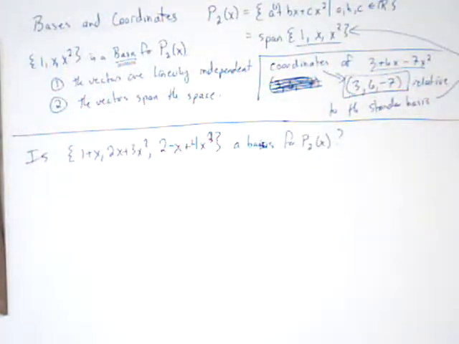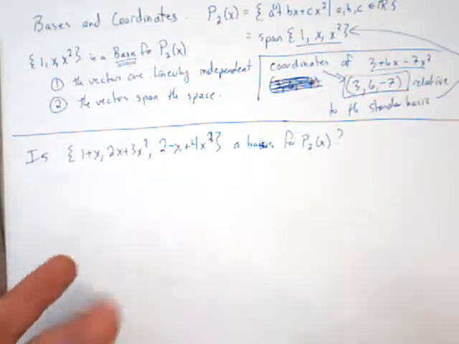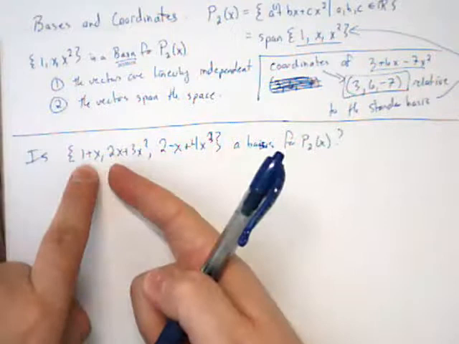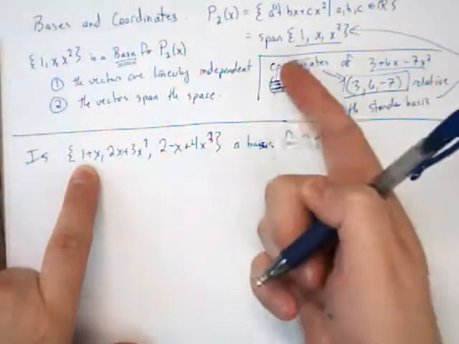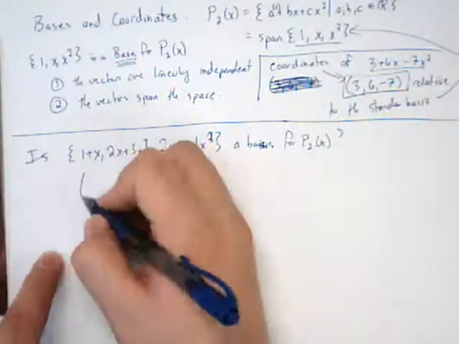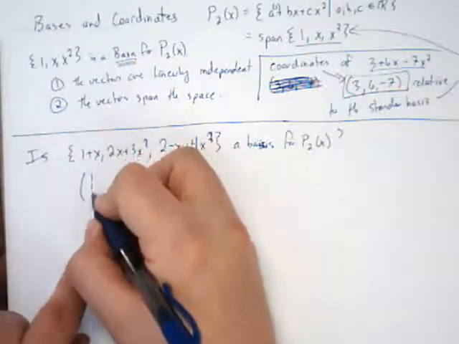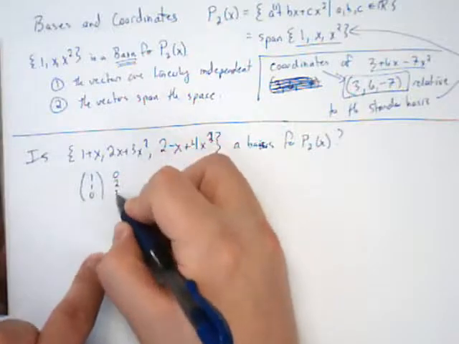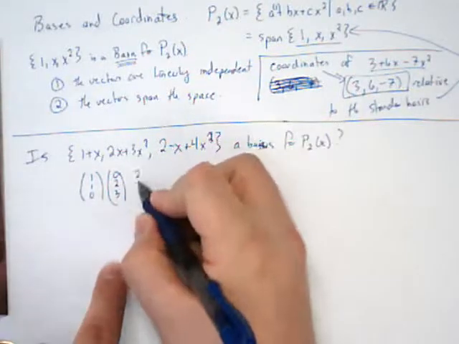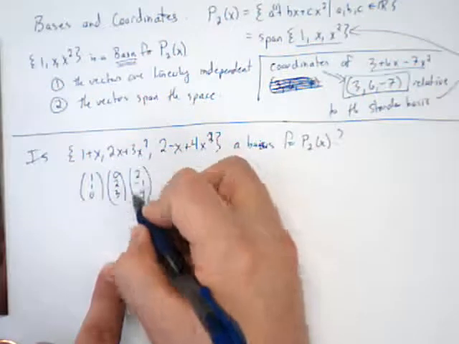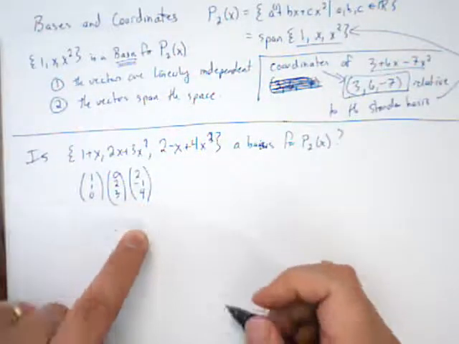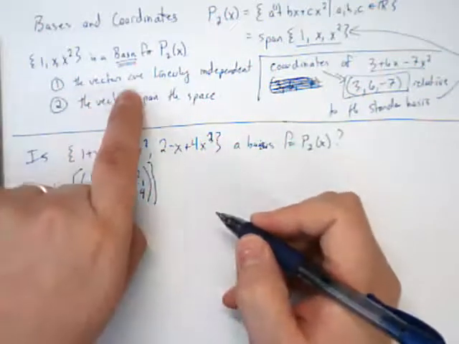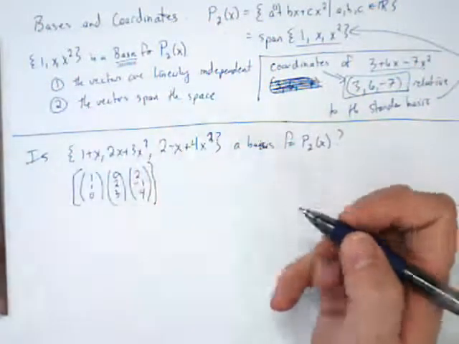Well, if I want to know if it's a basis, I've got to determine, are they independent and do they span the space? To do that, the first thing we're going to do is rewrite each of these vectors using the coordinates relative to the standard basis. So here I've got a 1, 1, and a 0. Here, there's no constant term, so 0, 2 in front of the x, and a 3 in front of the x squared. And here I've got a 2, -1, 4. These are the coordinates relative to the standard basis. They're just vectors in R3. So really, I just need to know, are these vectors in R3 independent, and do they span all of R3?